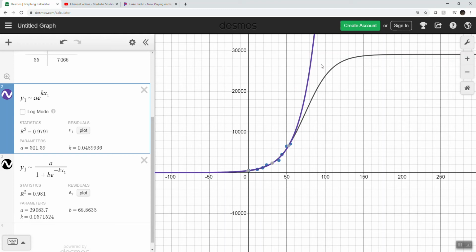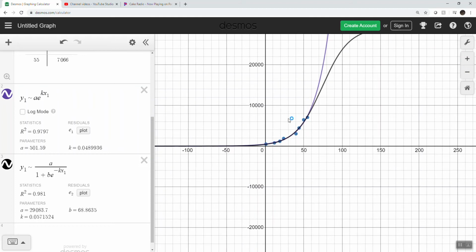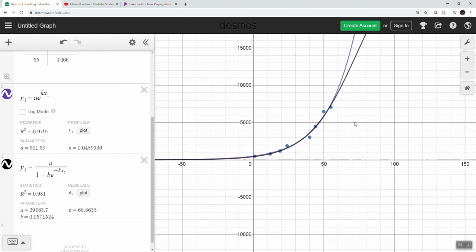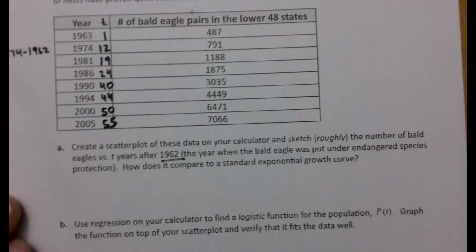They're predators, so it depends on prey. There's all kinds of problems with that. So our logistic model is a little bit better. All right, so let's return back to our questions here.